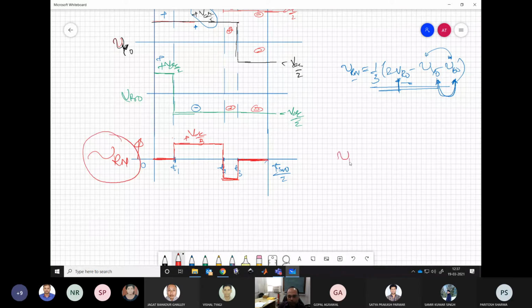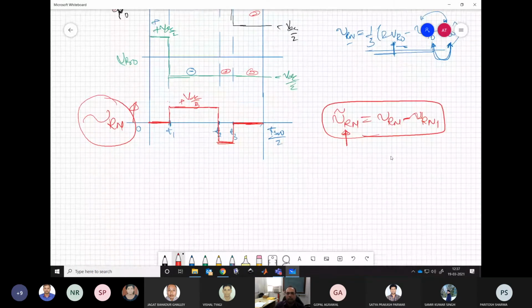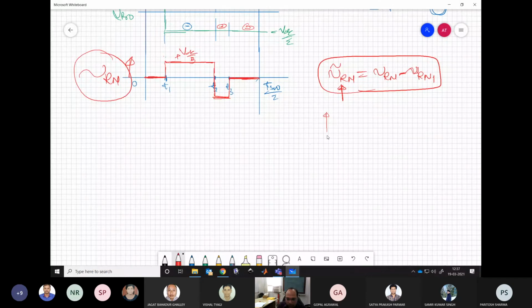Now, what about the VRN ripple? We know that VRN ripple is nothing but VRN minus VRN1. If we remove the fundamental component, this is the ripple it has. Now we need to understand what exactly this ripple is. Let's say we are trying to realize a voltage level on the sine wave, at that switching instant. This is some value of voltage, some 100 volts, 200 volts, whatever it is.